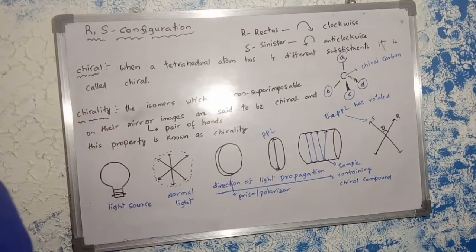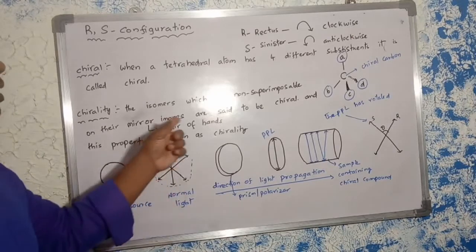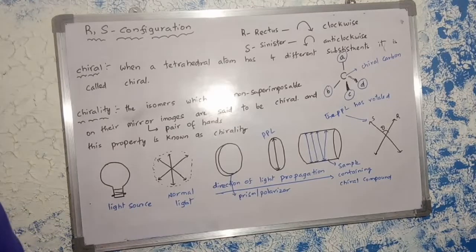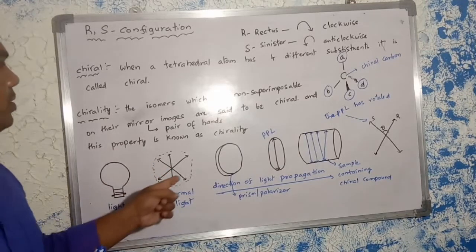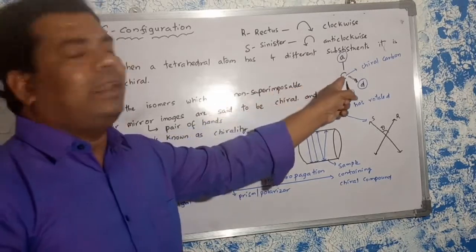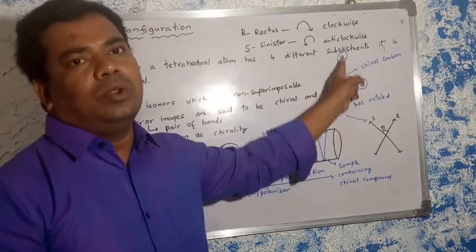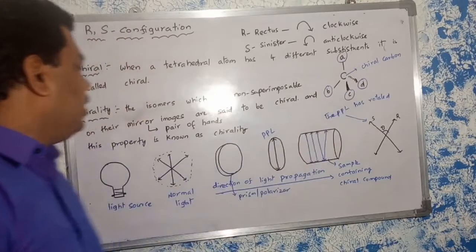The isomers which are non-superimposable on their mirror images are said to be chiral, and the property is known as chirality. Here you can see this is the chiral carbon atom, which has four different atoms or groups A, B, C, D.